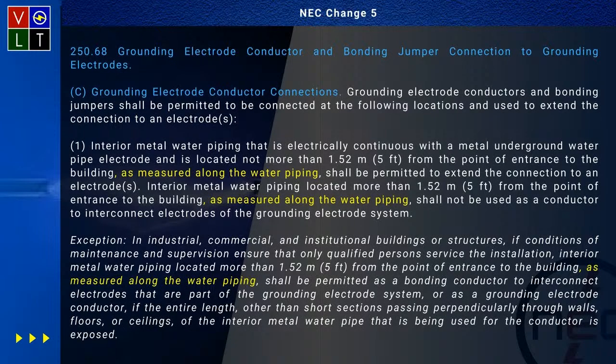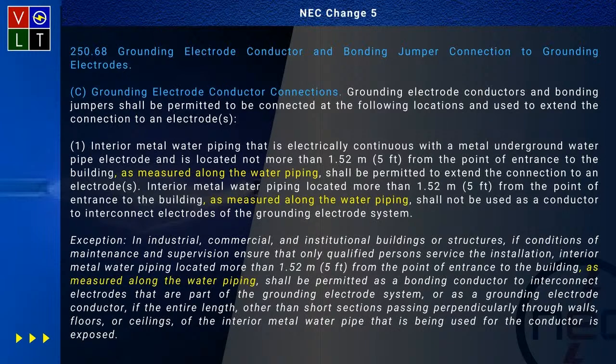Now, 250.68C, this is where you're going to get into your grounding electrode connections, and that's what I talked about just now. And if you notice, they tied 250.66 in a way into this because here they talk about what? The bonding jumper connection to the grounding electrode. You see that? Right. In the heading.